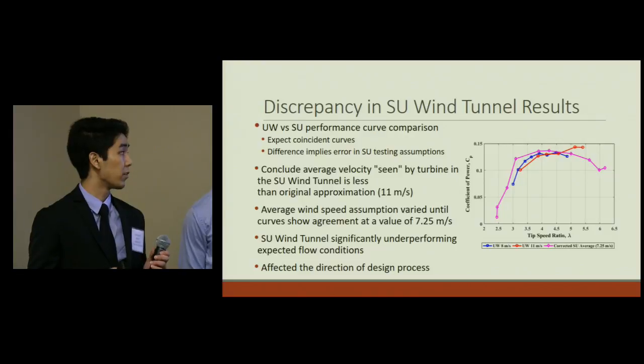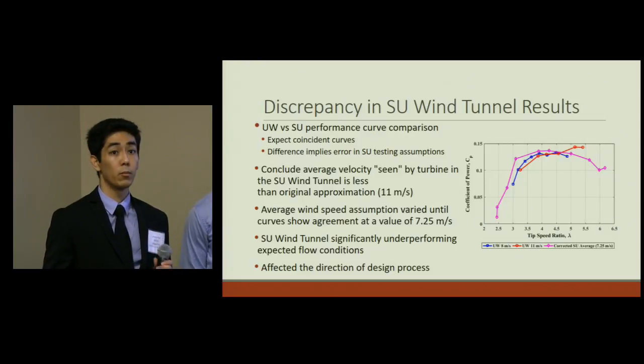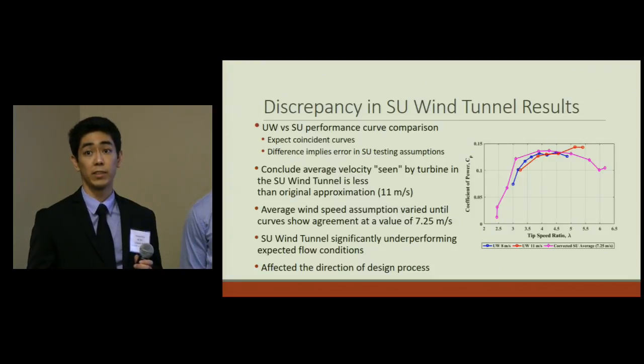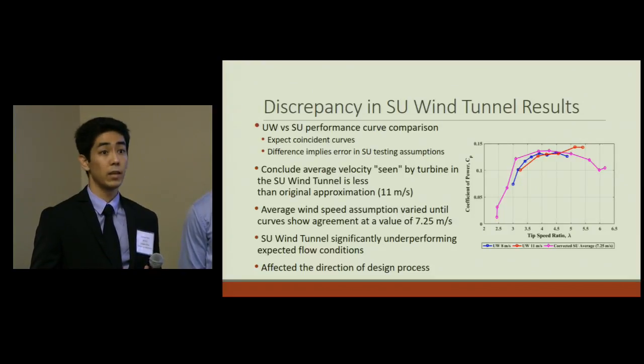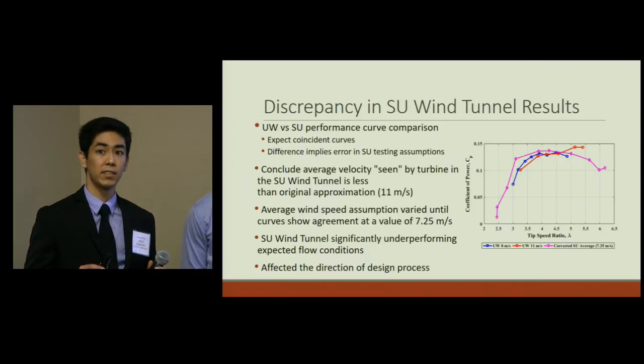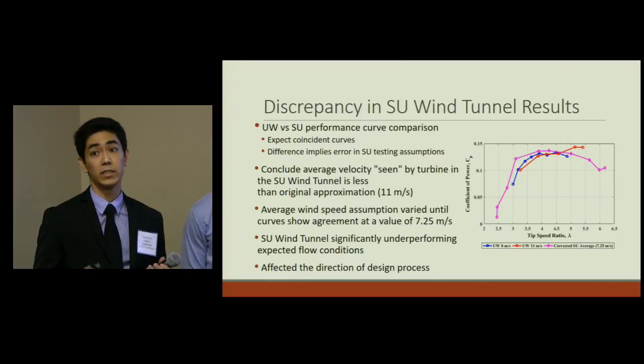In general, the SU wind tunnel is significantly underperforming what we're expecting. We're expecting 11, we're seeing 7. And that affected the direction of our design process as well. We oversized the generator, implemented gears, and selected some power electronic components that aren't as efficient in the wind actually being seen by the turbine.